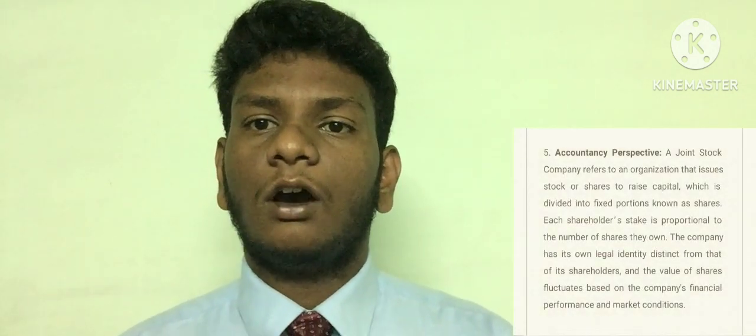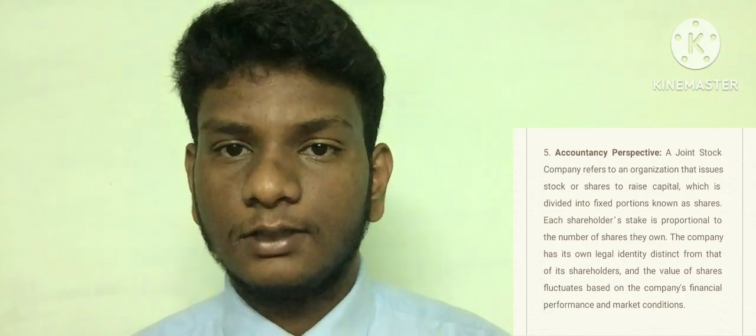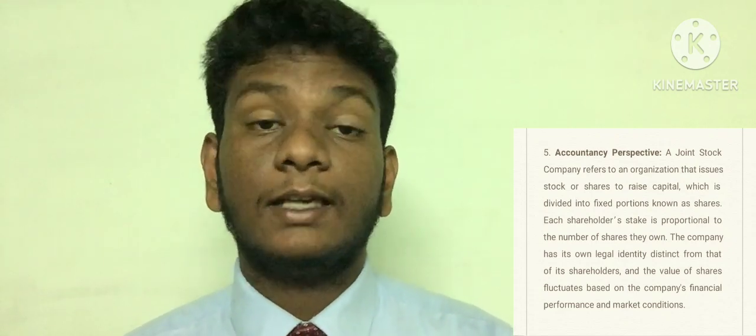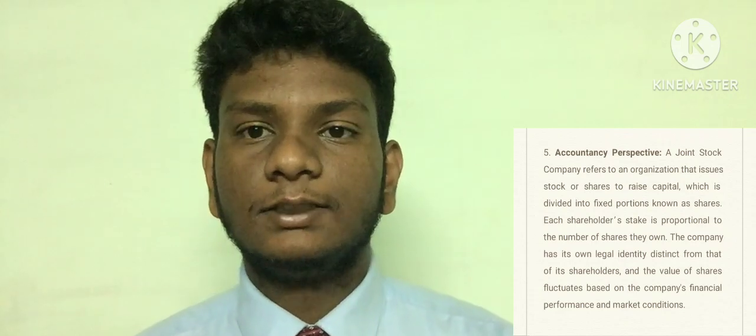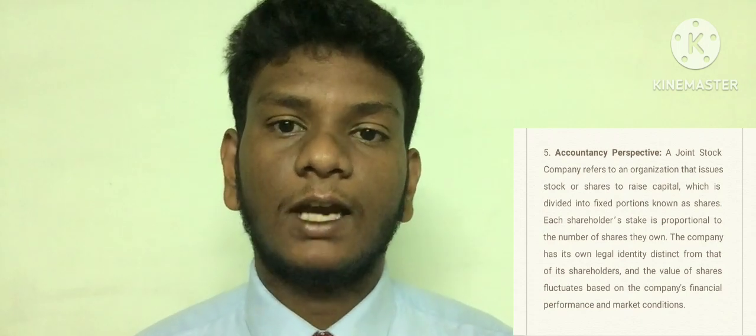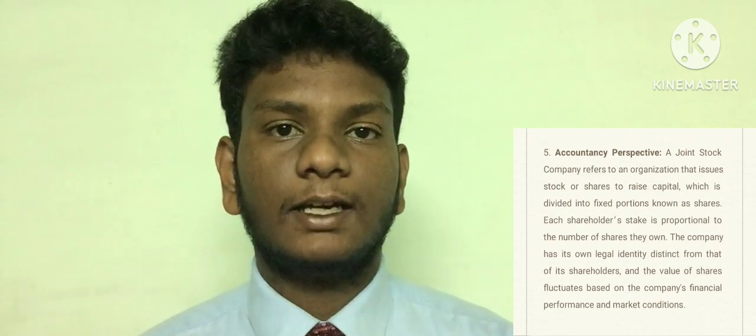Following the business perspective, we are going to know about accountancy perspective. A joint stock company refers to an organization that issues stock or shares to raise capital, which is divided into fixed portions known as shares. Each shareholder's stake is proportional to the number of shares they own. The company has its own legal identity distinct from that of its shareholders, and the value of shares fluctuates based on the company's financial performance and the market's condition.